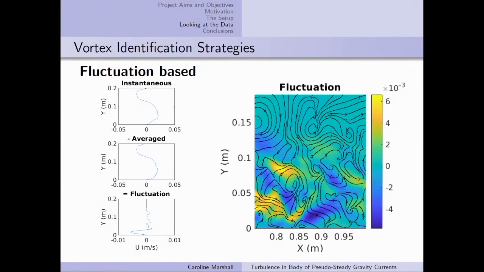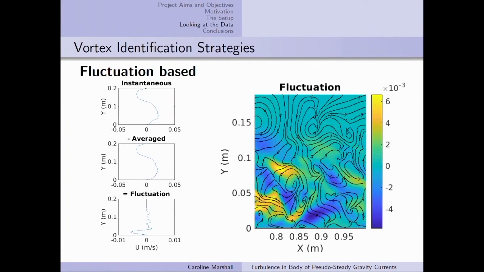So as I mentioned, we're interested in identifying structures within the body of the flow. A huge number of different techniques exist to identify these kinds of structures. They all have strengths and weaknesses, so we thought the best thing to do was use a few and compare them to see where they overlap.